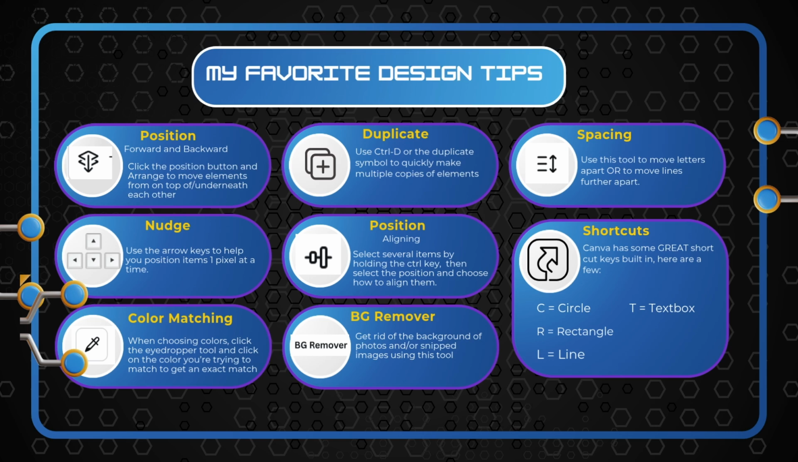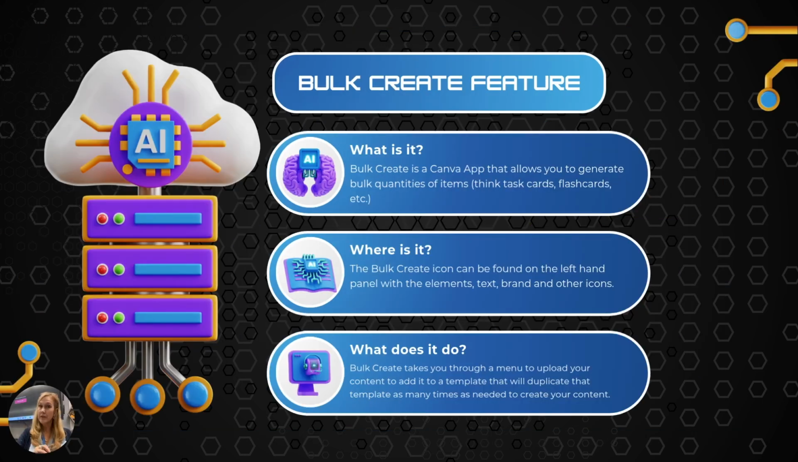And last but not least, I want to talk quickly about the shortcut keys. There are dozens and dozens of Canva shortcut keys. These four are my four favorite. When you're on any Canva document and you want a circle element to appear, just type the letter C. Same thing applies for a rectangle. Hit an R, you get a rectangle. Hit an L, you get a line. And hit a T, and you get a text box. These are the four I use most frequently when I'm doing Canva designs.